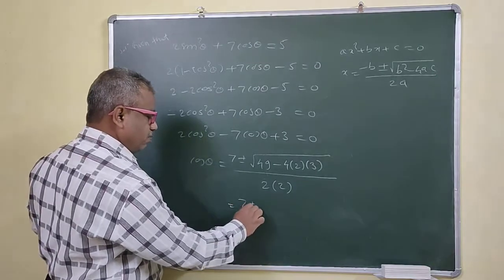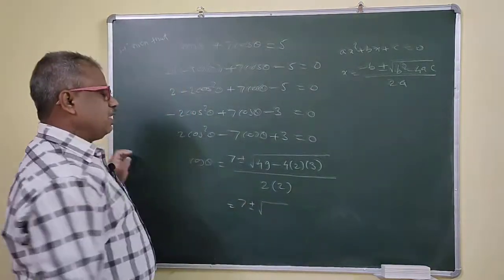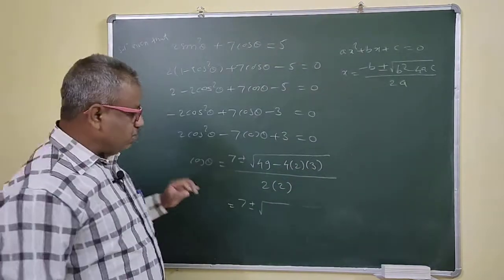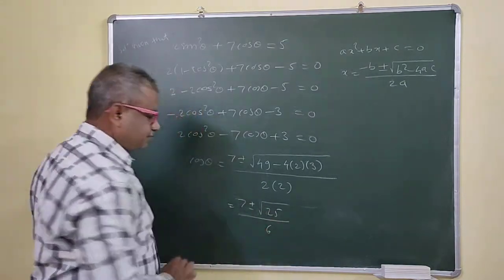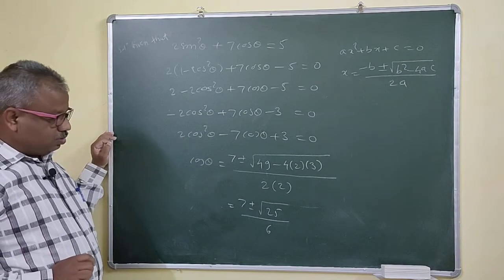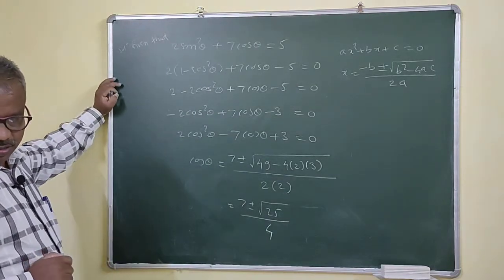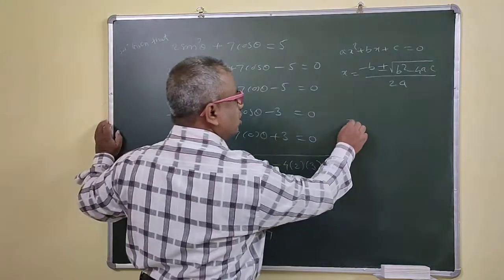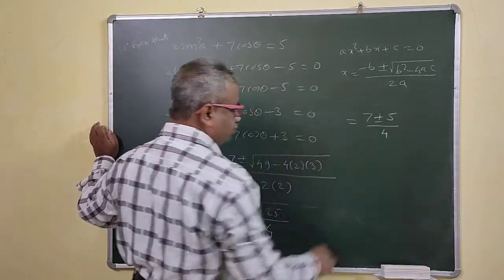This is what? 7 plus or minus root of. So we'll write root here. So 49, then 4 times 2 is 8, times 3 is 24. 49 minus 24 is what? 25. Upon 4. Root 25, now root 25 is 5. So this is equal to 7 plus or minus 5 upon 4 now.